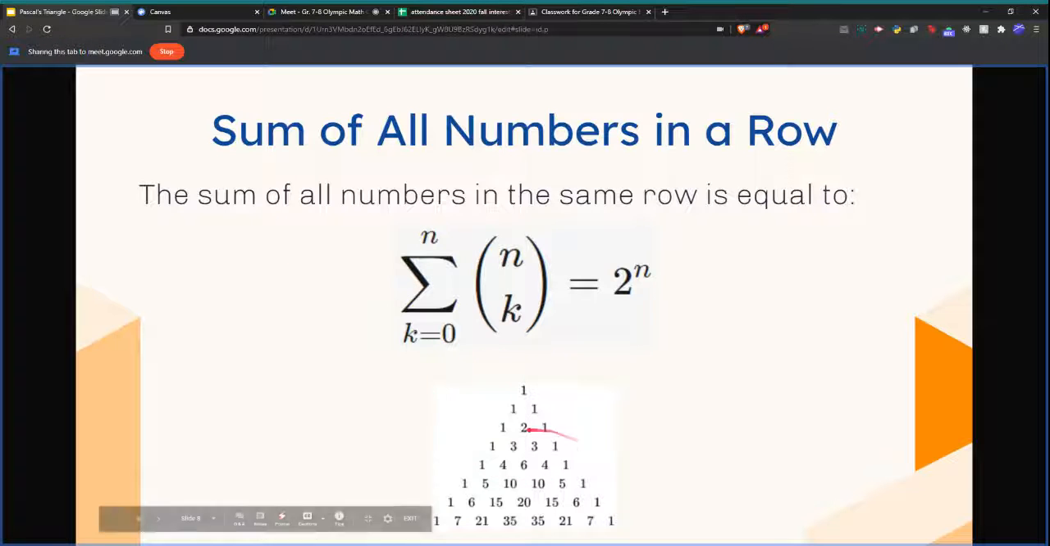So if you notice in Pascal's triangle, the sum of the numbers in a row: we have 1, we have 1 plus 1 equal to 2, 1 plus 2 plus 1 is equal to 4, 1 plus 3 plus 3 plus 1 gives you 8, and 1, 4, 6, 4, 1 would give you 16. Notice that they're all powers of 2.